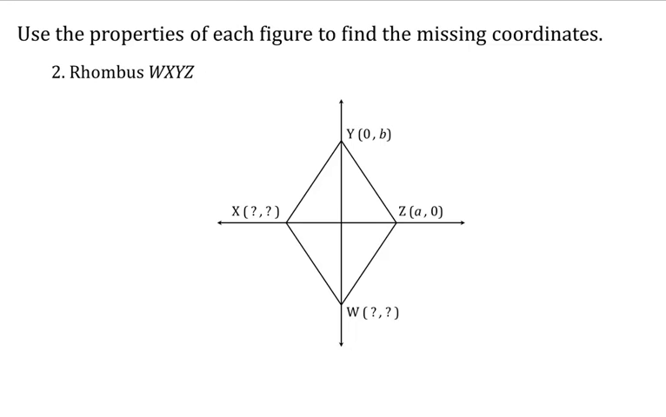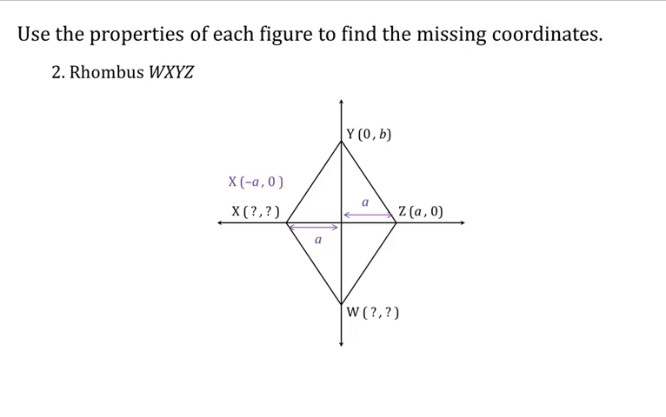Okay, so we have rhombus WXYZ, and we see that the rhombus is centered on our X and Y axis, so we can work with its diagonals. Well, since a rhombus is also a parallelogram, we know the diagonals bisect each other. So that means since Z is A away from the origin, so from where the diagonals bisect, that means X is also A away from the origin. And so since we're going to the left of the origin, that would mean my X point is going to be negative A, comma, 0.